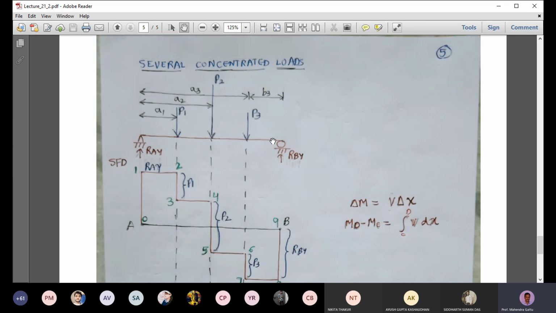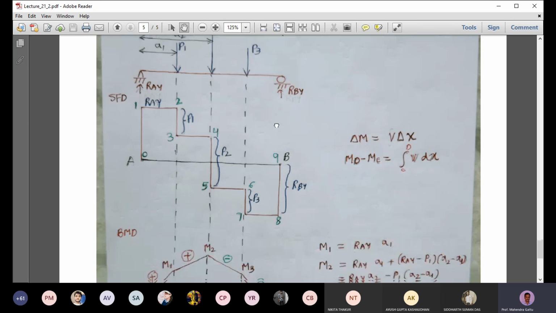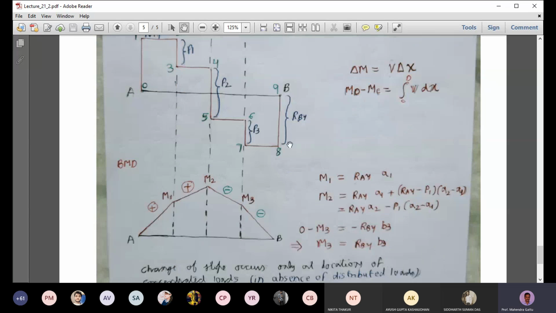Okay, so this is the analysis for a beam subjected to concentrated loads.